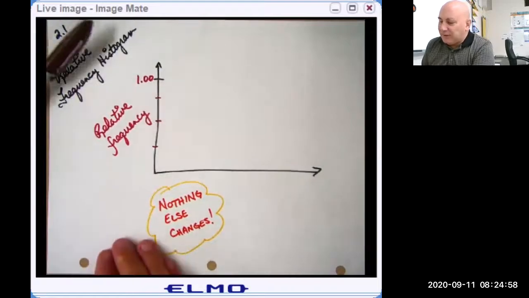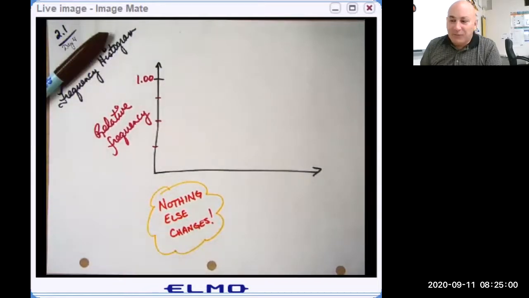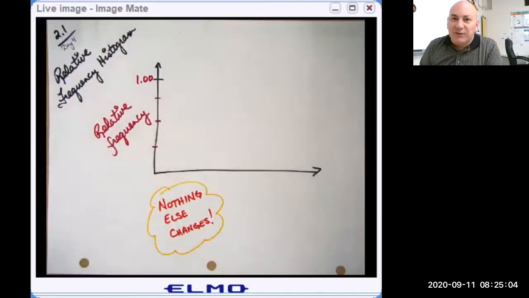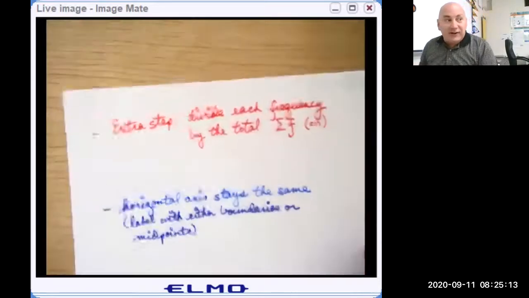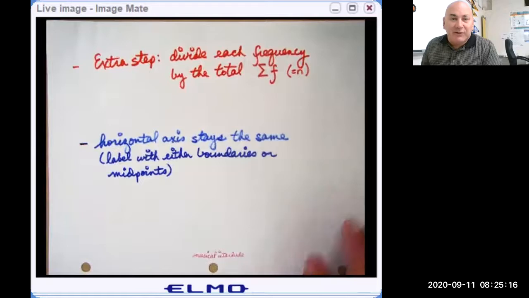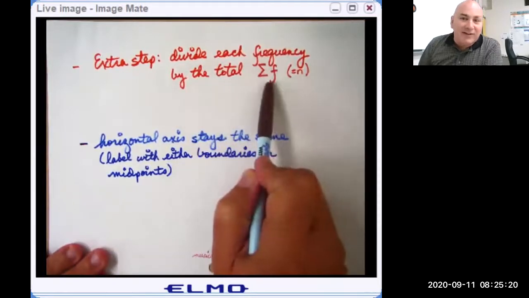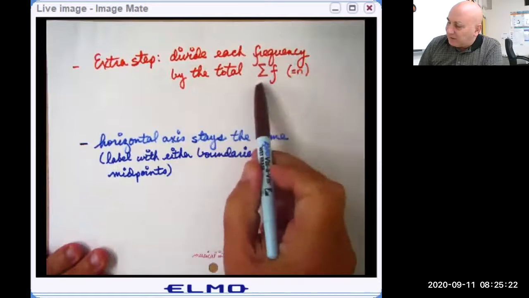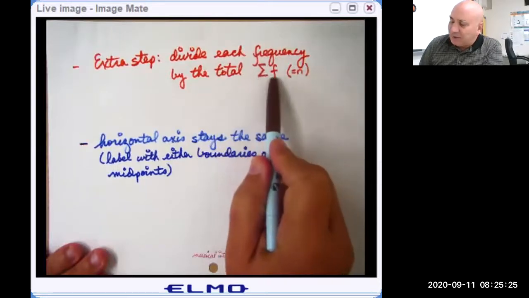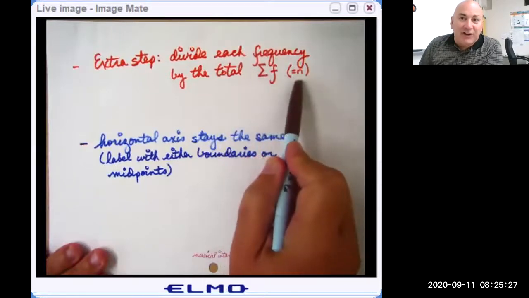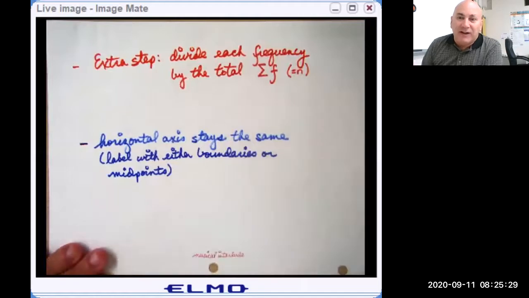If it's just a frequency histogram, you have the counts on the y-axis. If it's a relative frequency histogram, you have the relative frequency on the y-axis. There's an extra step involved from the frequency histogram. You have to take each of those frequencies and divide it by sigma f. Now again, sigma means sum of the frequencies, which sometimes we call n for number of data points.